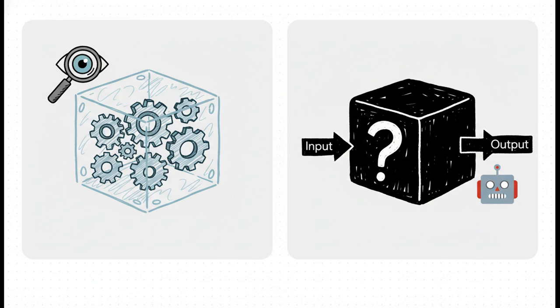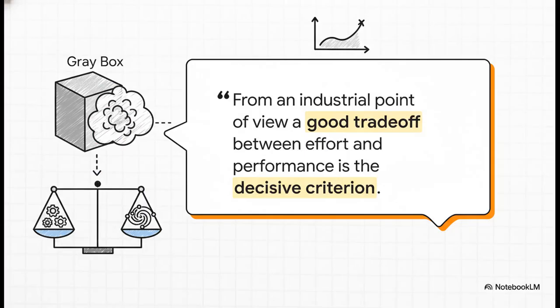All you can do is watch what goes in and what comes out, and let an algorithm, like a neural network, try to figure out the pattern. And honestly, this is where a ton of modern AI lives. But you know, in the real world, the best answer is usually somewhere in the middle. As the author Oliver Nelles says right here, the perfect model isn't always the most practical one.